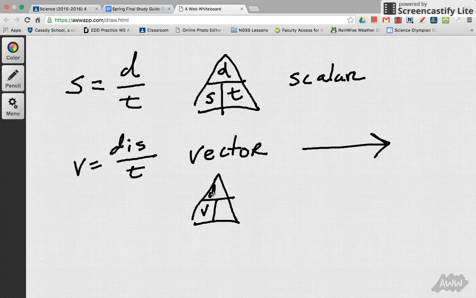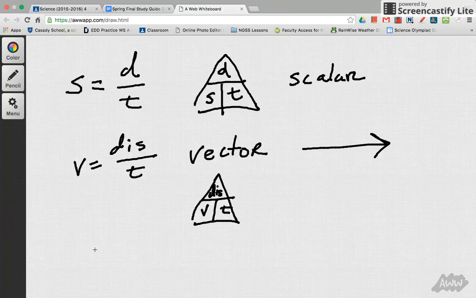Velocity equals, this is going to be displacement divided by time. And then you can do the same thing. If you need to solve for time, you'd cover it up. You'd have displacement divided by velocity. If you needed to solve for displacement, it'd be velocity times time.